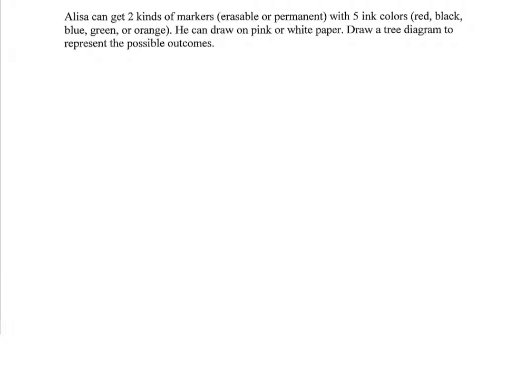Alisa can get 2 kinds of markers, erasable or permanent, with 5 ink colors, red, black, blue, green, or orange. He can draw on a pink or white paper. Draw a tree diagram to represent the possible outcomes. So the first choice we have is erasable or permanent. The second choice we have is red, black, blue, green, or orange.